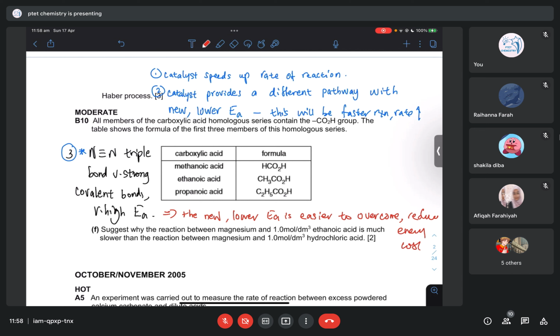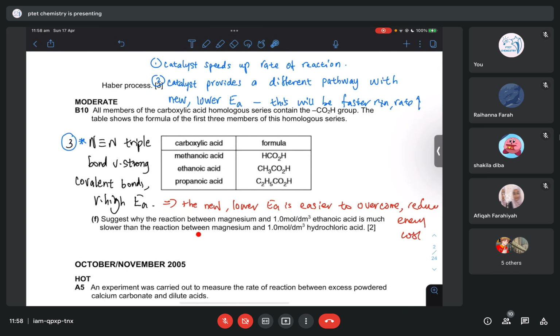Okay. As for this next bit here, part F, this is about a strong acid and a weak acid. This is magnesium and 1.0 mol per dm cube ethanoic acid. This is magnesium and 1.0 mol per dm cube hydrochloric acid. For 2 marks, you really need to be able to explain why one is faster than the other. So HCl is a strong acid. So define strong acid: it dissociates fully or dissociates completely or ionizes. If you want, you can use the word ionizes fully into H plus ions in water, in solution.